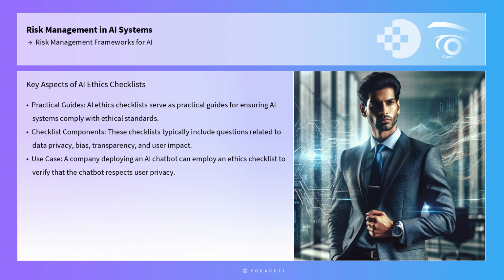AI ethics checklists serve as practical guides for ensuring AI systems comply with ethical standards. These checklists typically include questions related to data privacy, bias, transparency, and user impact. A company deploying an AI chatbot can employ an ethics checklist to verify that the chatbot respects user privacy and provides transparent information about its functionality.